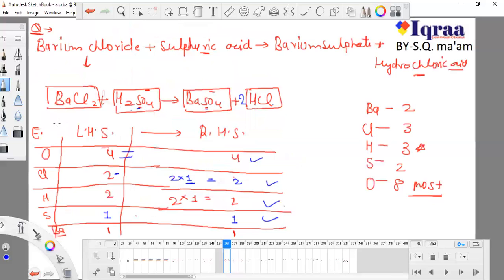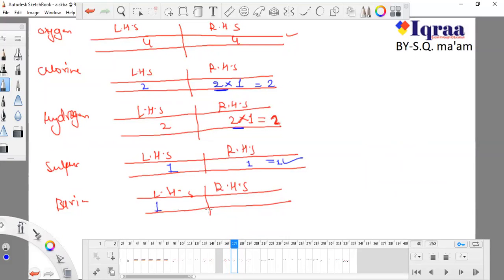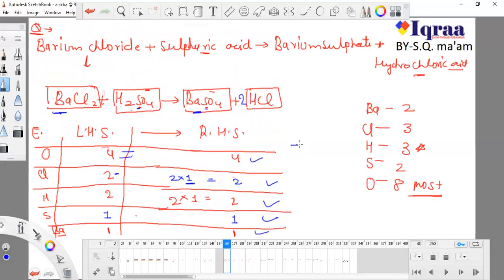What about barium? Barium is 1. Barium is 1. That is also clear. I didn't do anything. So this is my chart: 4, 4, 2, 2, 2, 2, 1, 1, 1 and 1.